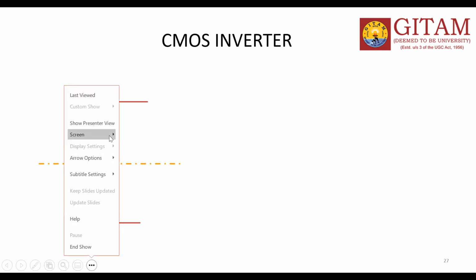So I'm opening one white screen. Here I can draw. First of all, take the inverter. Everybody knows about the inverter, or NOT gate, which performs the NOT operation. This is the symbol of the NOT gate or the inverter, which produces the inverse of the input. Suppose the input is A, the output is V out. If you want to put it in logic, you can say Y is the output.